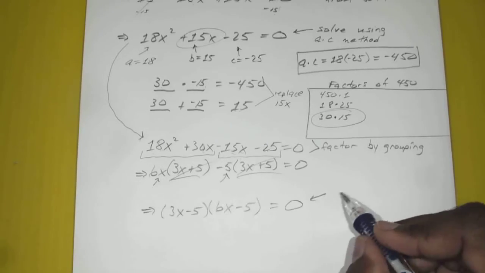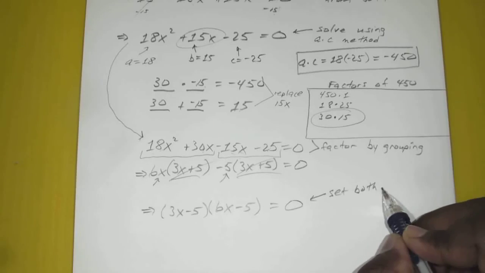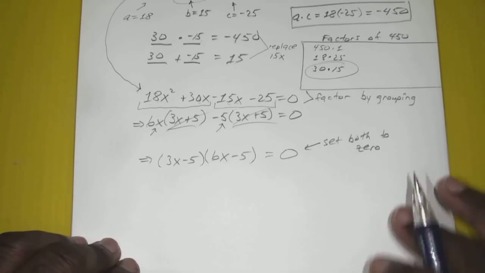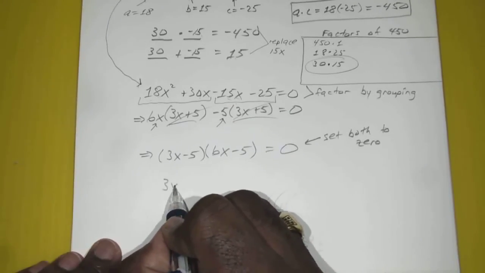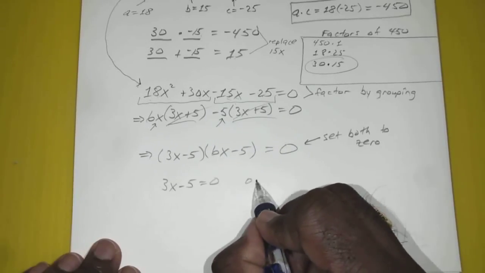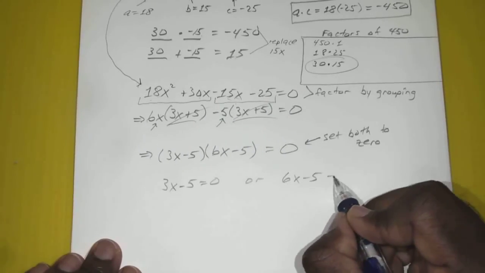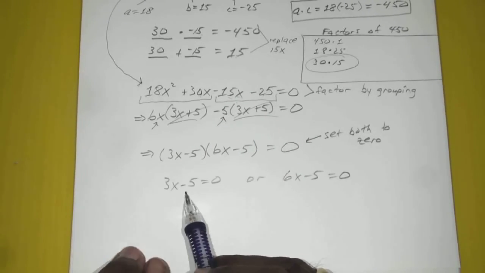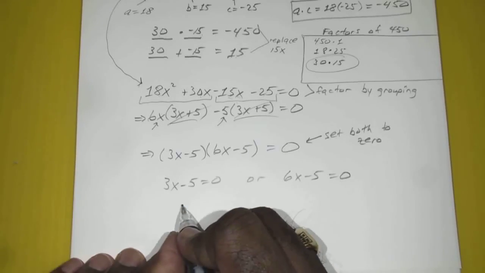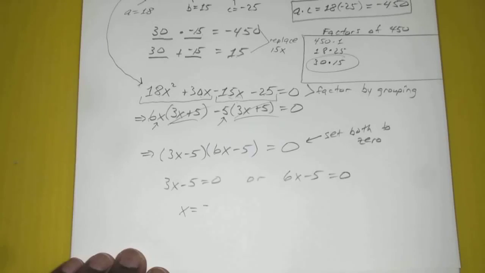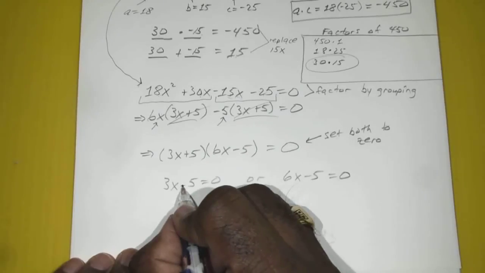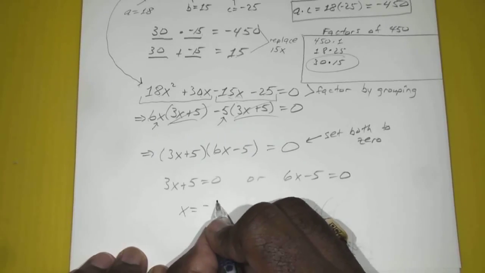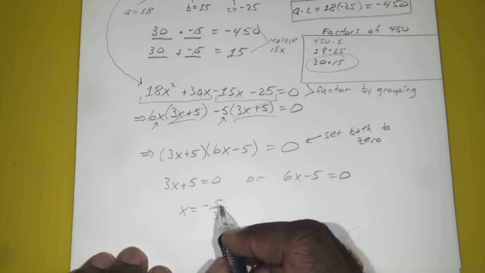Now once we have it factored, we just set both to 0. So that means 3x minus 5 can equal 0, or 6x minus 5 can equal 0. Okay, so the first one, if we add 5 to both sides and divide it by 3, we get x equals, that should be plus 5, sorry about that. Okay, so that should be negative 5 over 3, because we're going to subtract 5 from both sides.